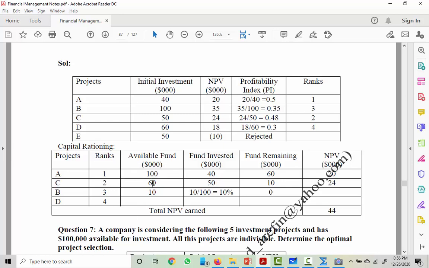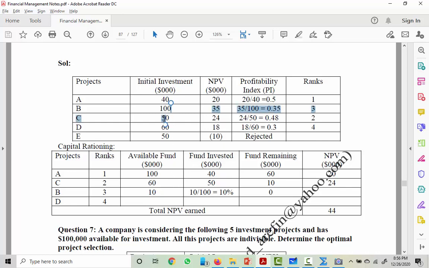This is in the second rank. Now when you want to consider investing in project C, let's see how much money we have in our hand. After investing in project A, we are left with $60,000. So when we consider project C, we have only $60,000 in our hand, right?